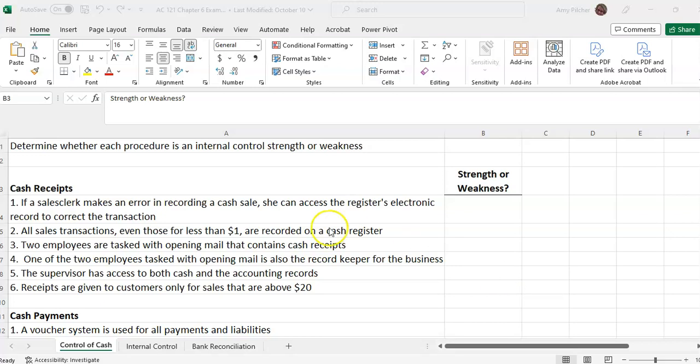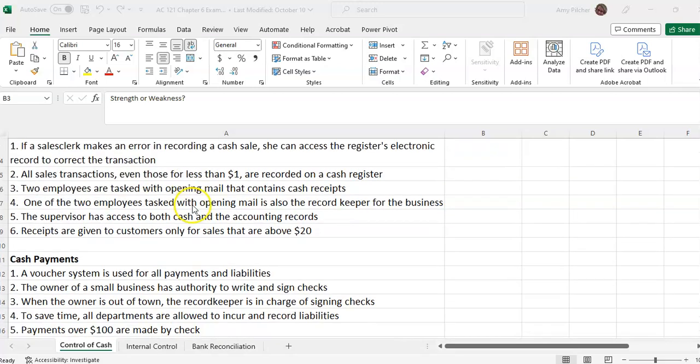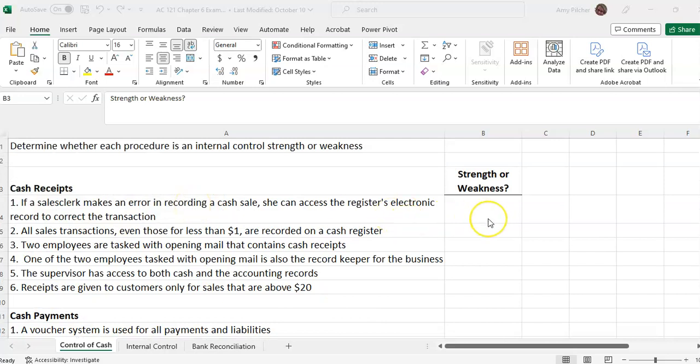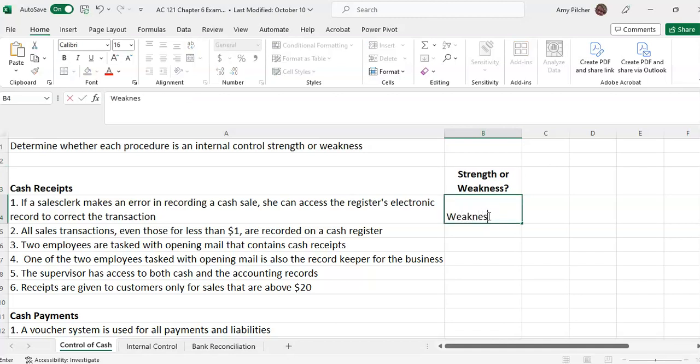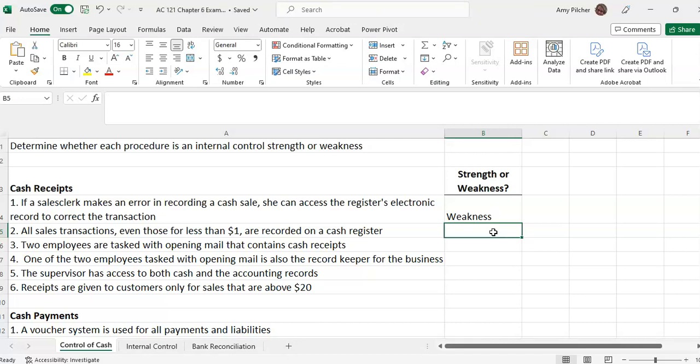Okay. So first, we're going to go through each one of them one by one and discuss whether or not they're a strength or weakness, and then talk about why. Number one, if a sales clerk makes an error in recording a cash sale, she can access the register's electronic record to correct the transaction. This is a weakness. This means that there is no control in place that prevents her from correcting transactions or making changes to transactions without someone else looking at them.